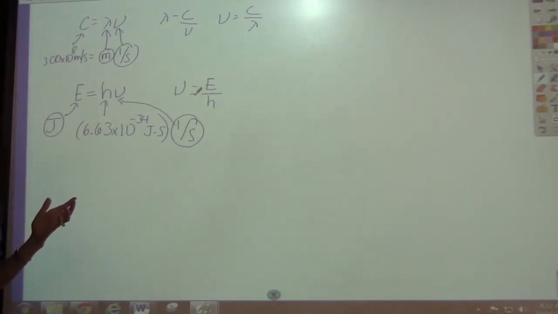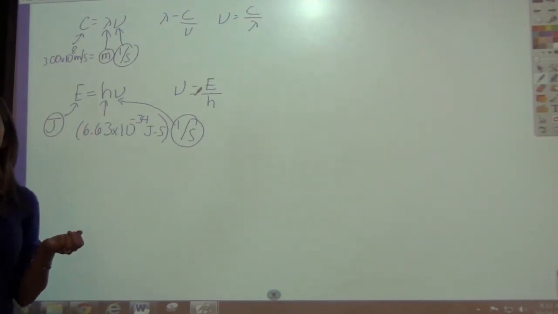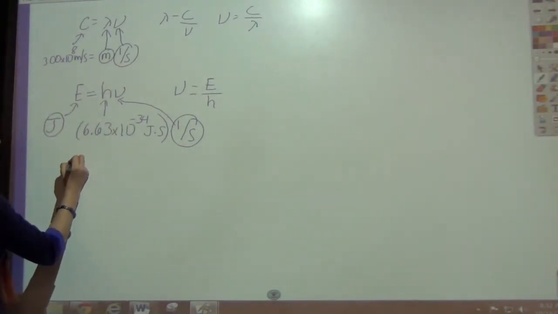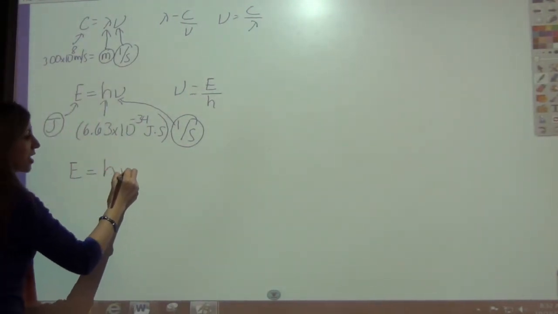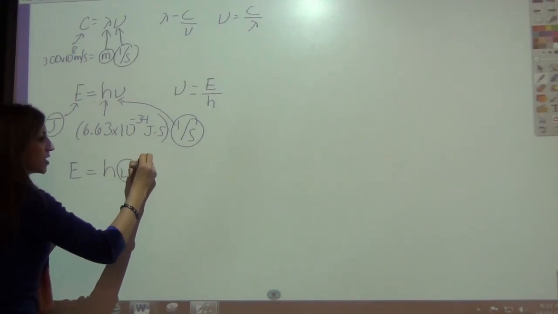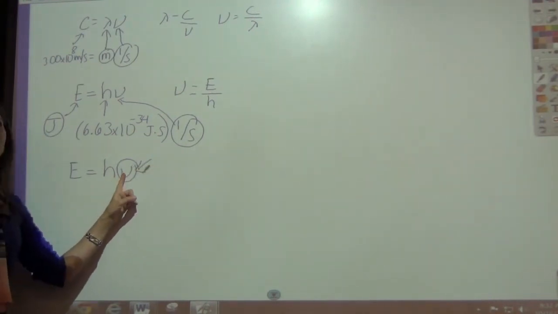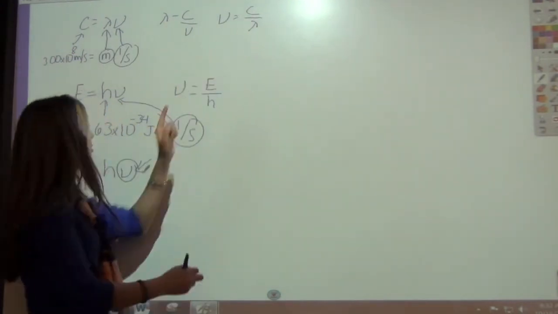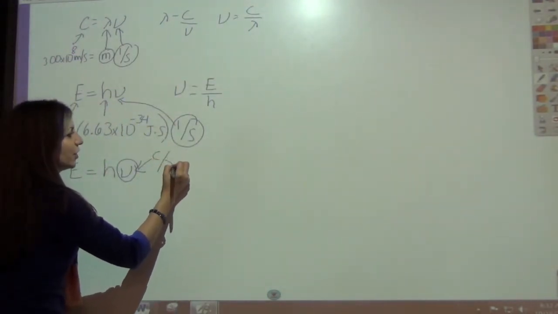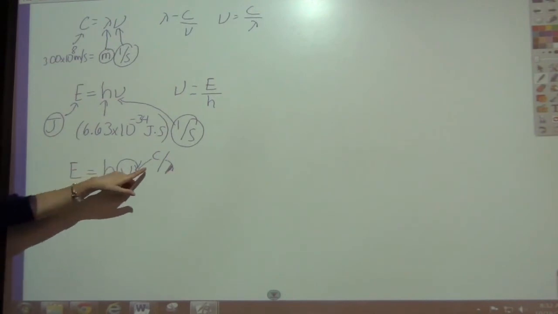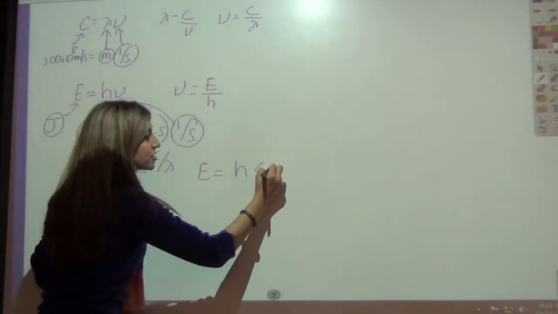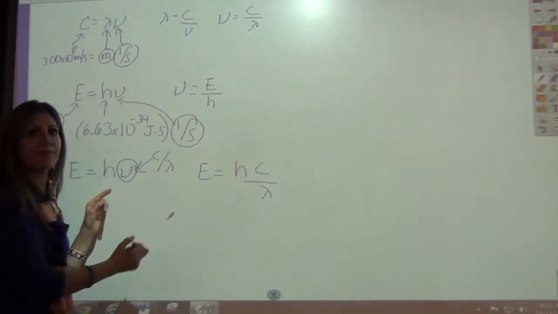And then the last thing is, what happens if instead you need to relate energy to wavelength? So what we said was, we could use E equals h nu, but instead of using nu, we know that nu is also equal to C over lambda. So nu is C over lambda. So instead we're going to say that E is equal to hC over lambda.